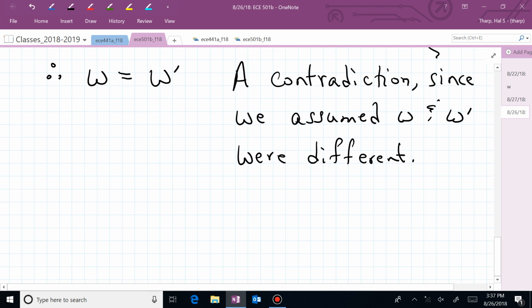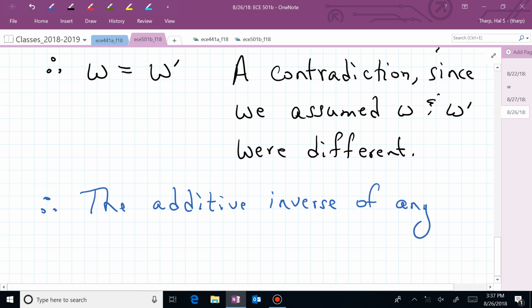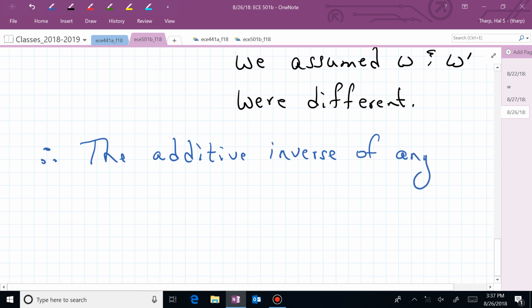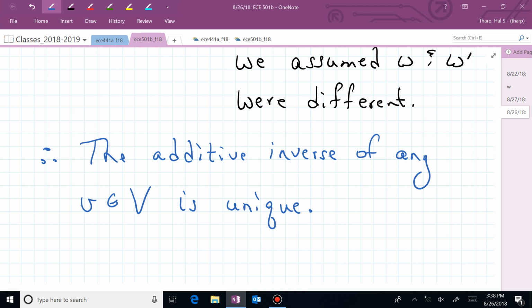Because we now have arrived at a contradiction, we can say, therefore, the additive inverse of any element, and we picked V arbitrarily, so the additive inverse of any element V from our vector space is in fact unique. Since we didn't pick a particular V, we just said let's choose a vector, that now concludes the proof of Proposition 126.